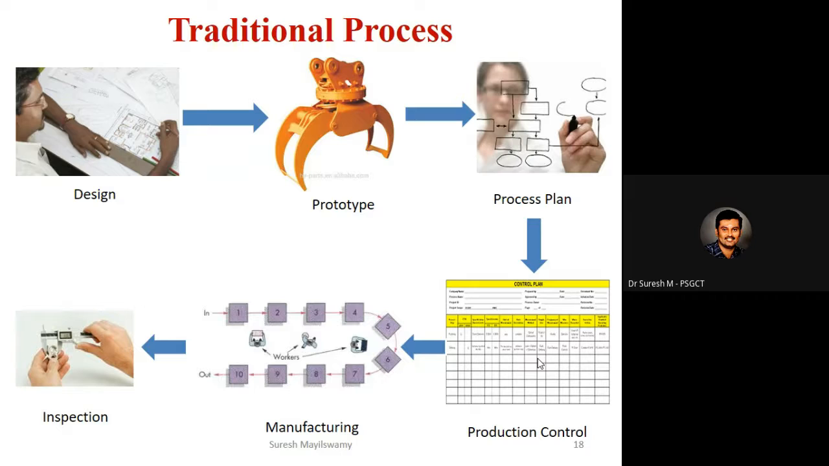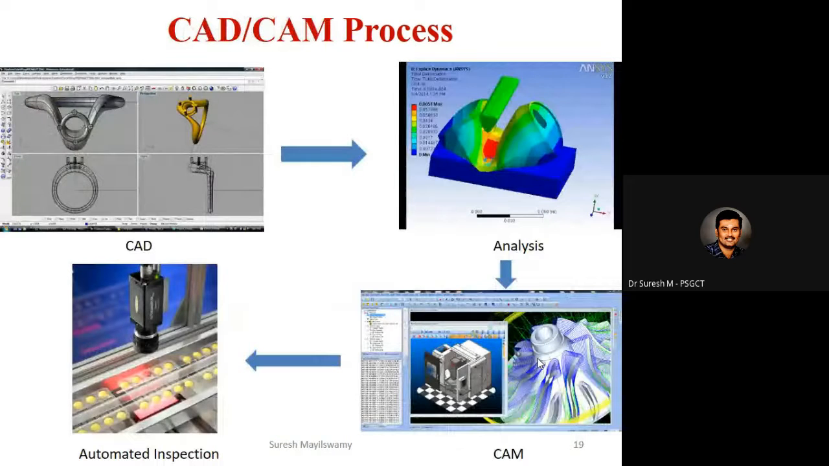So it is our aim to convert this traditional process into a CAD/CAM process. So how do we eliminate this traditional process? For that we have a CAD/CAM process. Design and prototype testing will be taken care of by CAD. Process planning, production control, manufacturing and inspection will be taken care of by CAM software. So in the next slide we will see.